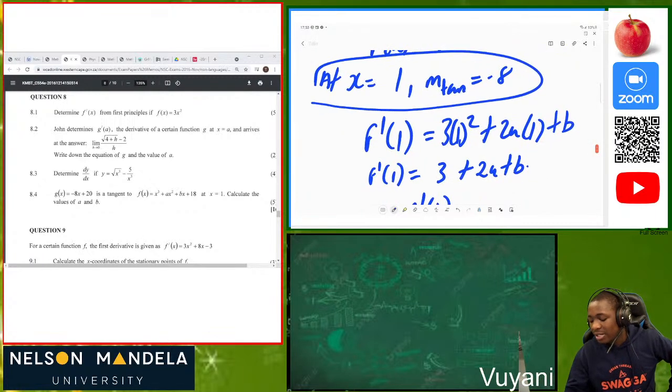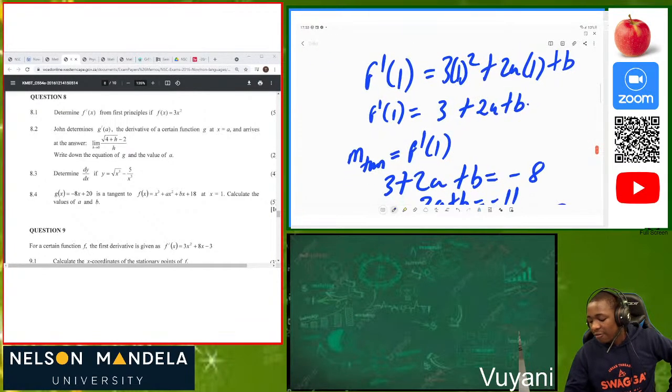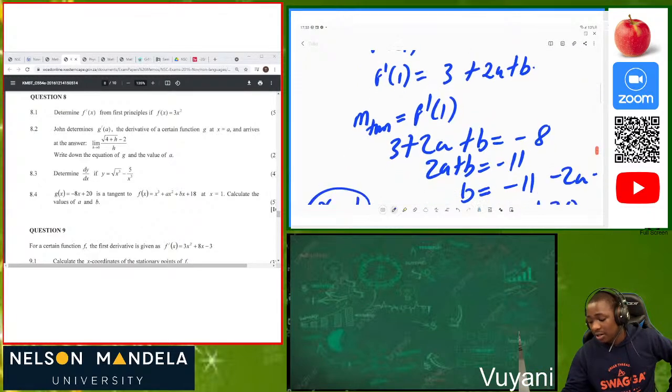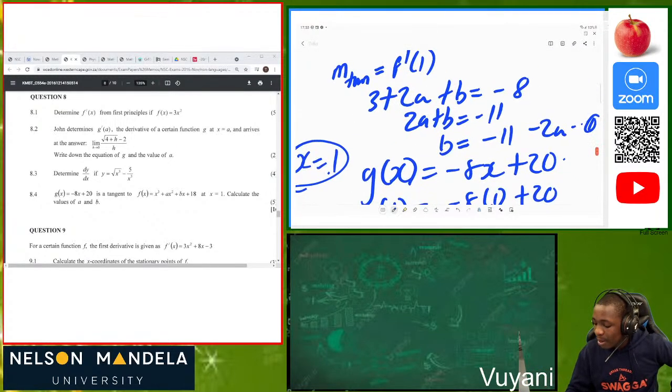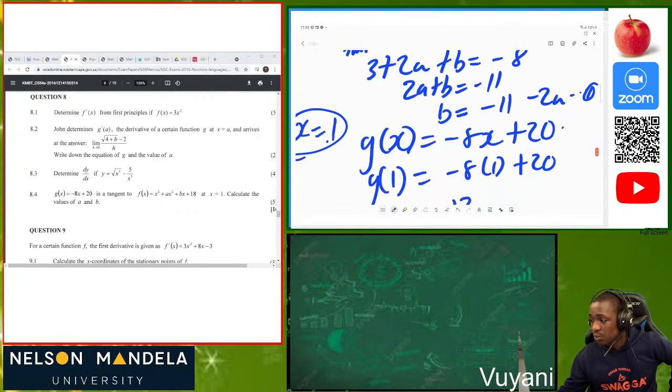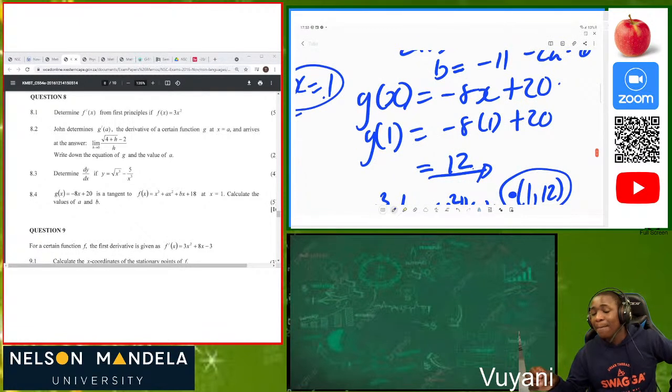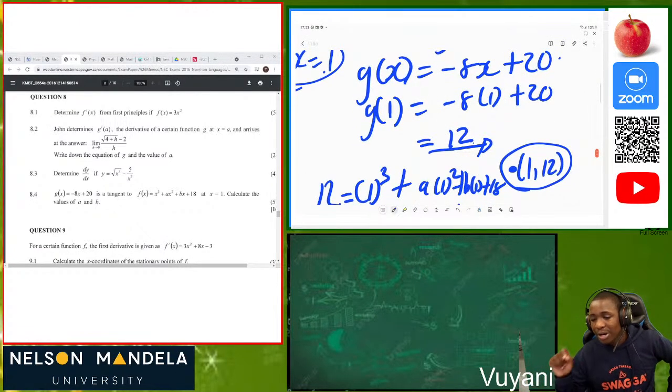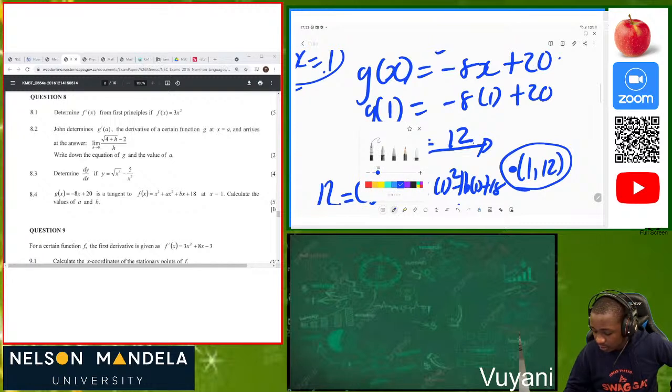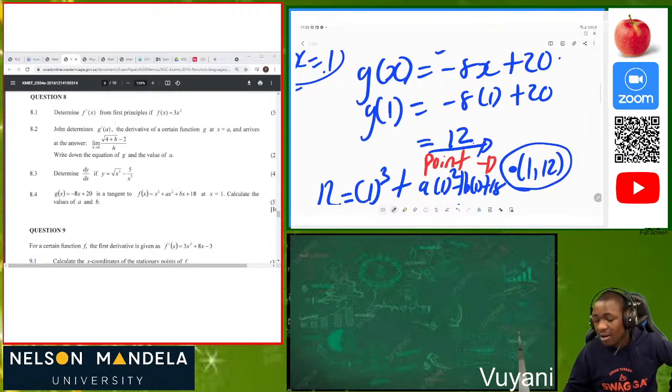Then we equated, because the first derivative is equal to the gradient of the tangent. So we had f prime of 1 equal to the gradient of the tangent. Then we have our equation 1 to be b equal to negative 11 minus 2a. We just made b the subject of the formula. That was our equation 1. Then we determined the y coordinate of the point of intersection of the tangent and the function f of x. We find out it's (1, 12).